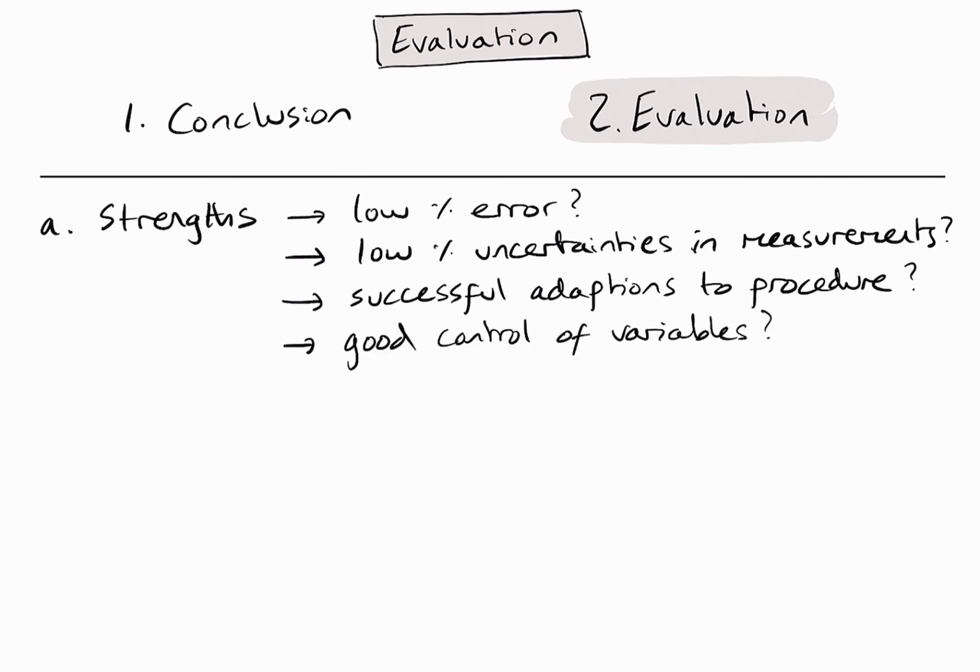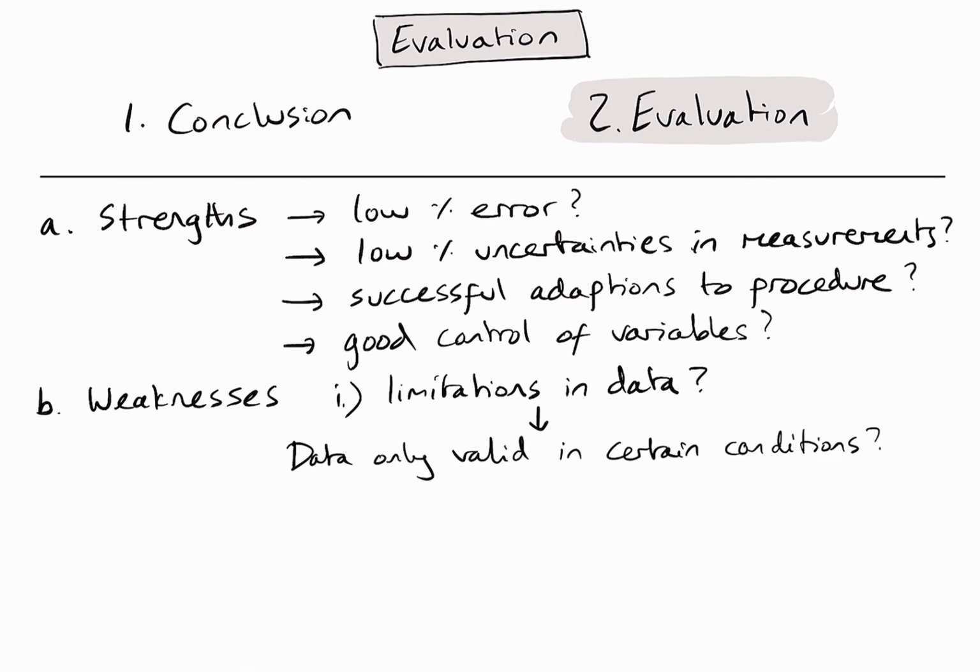The second part of the evaluation subsection will be to consider weaknesses. Firstly, you might consider any limitations in your data. For example, perhaps your data is only valid in certain conditions or over a specific range. You will then need to consider sources of error that were weaknesses in your investigation. And it's often useful to present this in a table to give a clear structure.